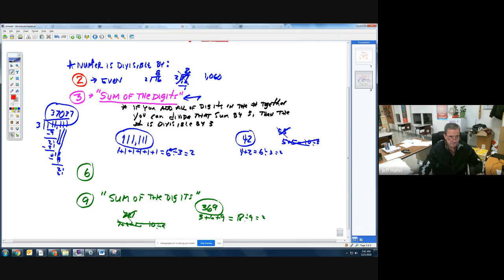What is the rule of divisibility for 6? A number is divisible by 6 if it is even and divisible by 3. So you would use the sum of the digits rule for 6 to see if it's divisible by 3, but it also would have to be an even number.